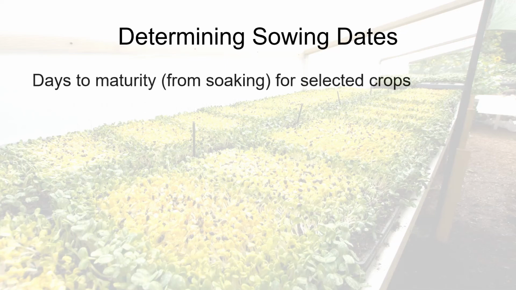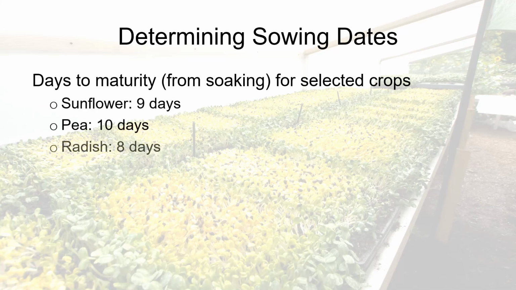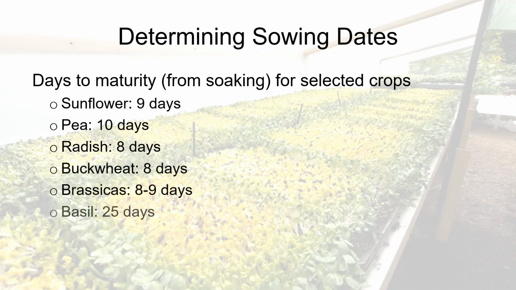So let's look at a couple crops here just to see what those days to maturity look like. So something like sunflower is a 9-day crop, pea is a 10-day crop, and then looking at radish and buckwheat as 8-day crops. So what you can see from this is you're going to have multiple sowing days, or rather multiple soaking days. So for example, if I sow this sunflower on Monday, I'm actually going to soak it on the Monday as well, because I'm just going to soak it for a couple of hours. But this pea crop, I'm actually going to soak on the Sunday and then sow it on the Monday because it's going to soak overnight. So I've got an additional soaking day, and then I've got a sowing day where I'm sowing multiple things.